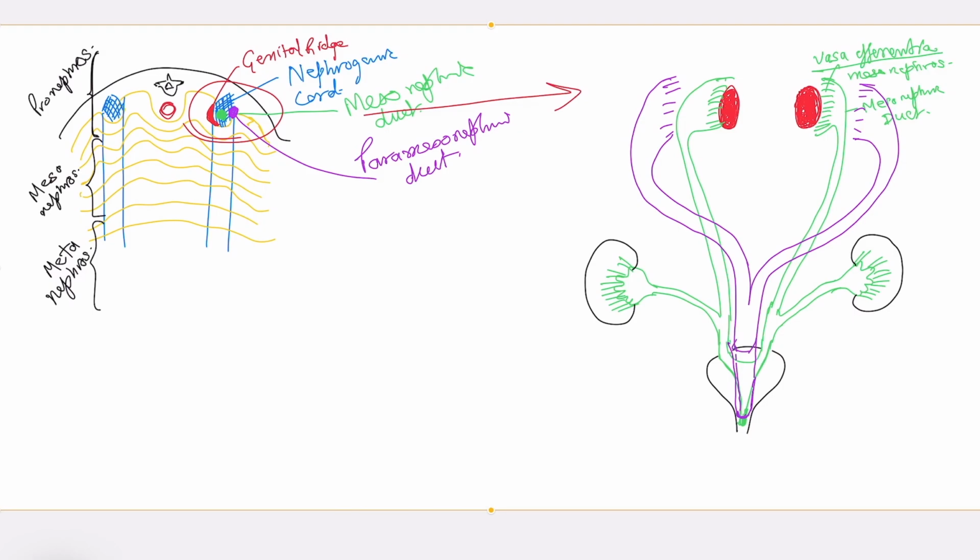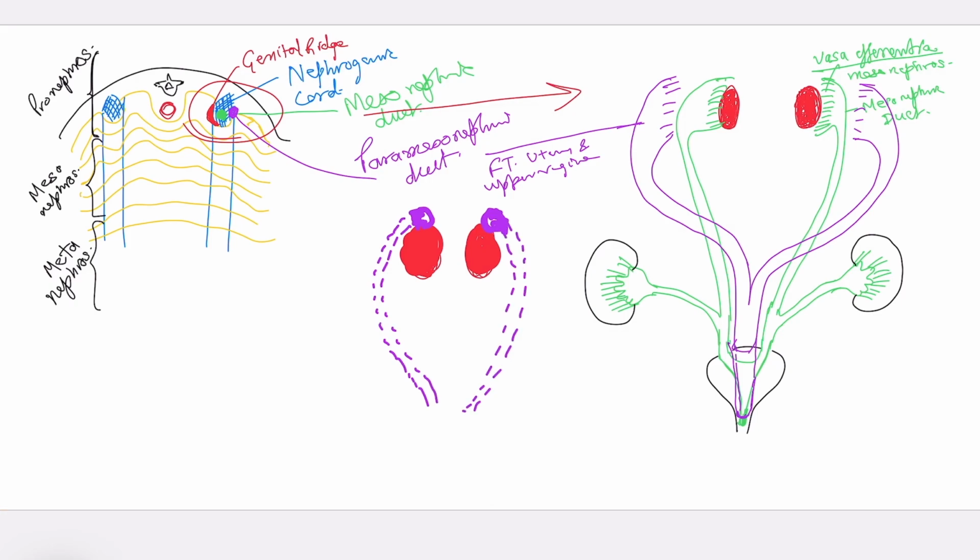Got it now? So what is it going to develop into in females later on? First of all, let me mark it. These are the paramesonephric ducts, and they will form the fallopian tubes, uterus and upper vagina. In males, what will happen? Consider this to be the testis being formed. Only this much portion of the paramesonephric duct will persist. The rest of it will degenerate.